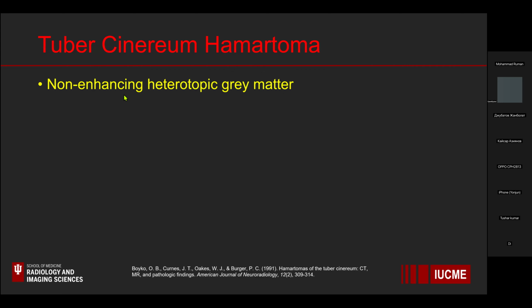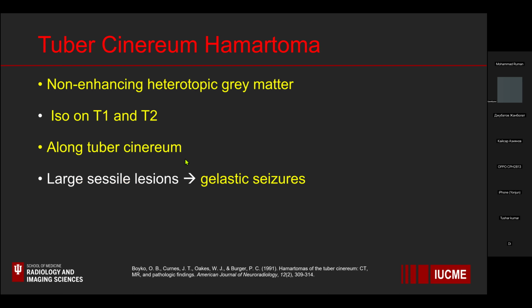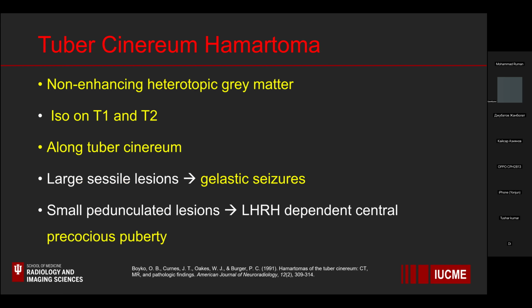The important thing is that it's non-enhancing. It can be isointense on T1 and T2. That's why these are difficult to pick up. They're often along the tuber cinereum. The classic teaching that we're taught in medical school is if the patient is coming in with gelastic seizures, you'll often find these large sessile lesions. Instead, if they're coming in with precocious puberty, you should expect a small pedunculated lesion, which is causing LH-RH dependent central changes causing precocious puberty. So just some details you may see in a test setting, but a beautiful case of a tuber cinereum hamartoma.